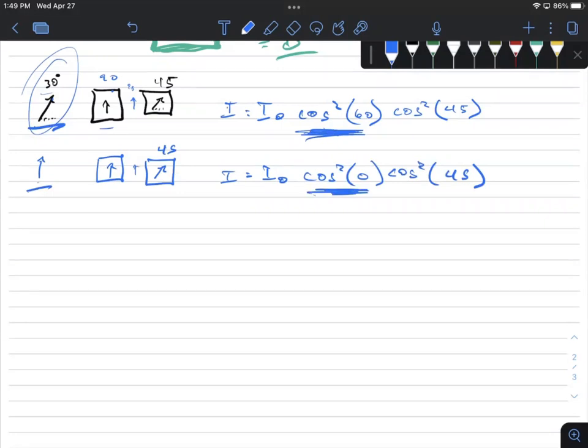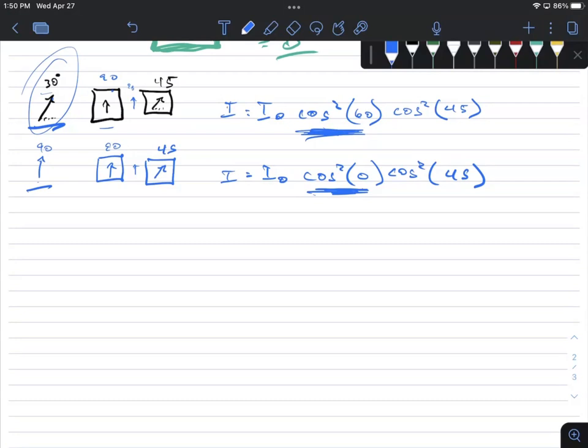How do you know what angle to use? It's the same rule we've been using. What's the light currently at? For the first thing, it's currently at 30. What's it trying to go through? It's trying to go through 90. So 30 minus 90 gives me 60 for the top example. The bottom example, what's the light currently at? It's currently at 90. What's it trying to go through? 90. So 90 minus 90 gives me 0 for that one.